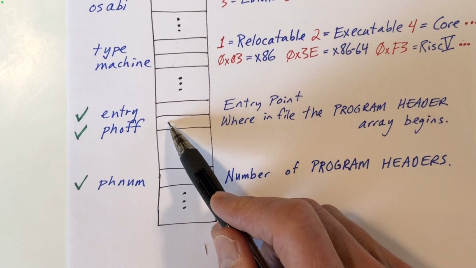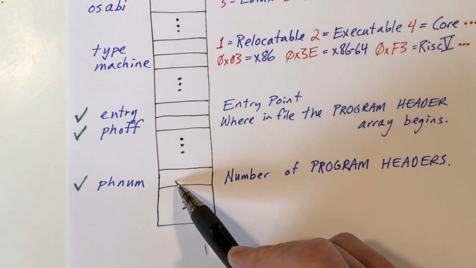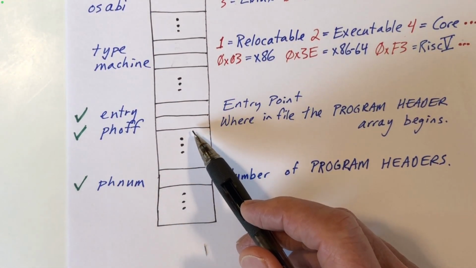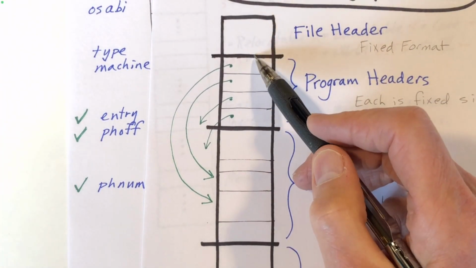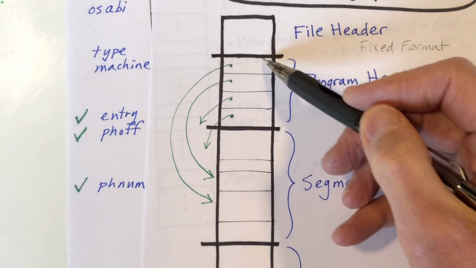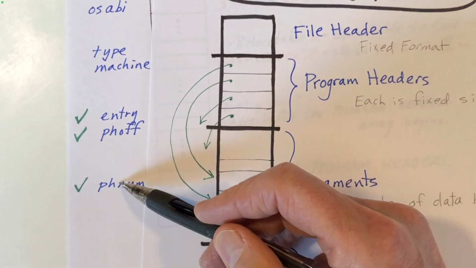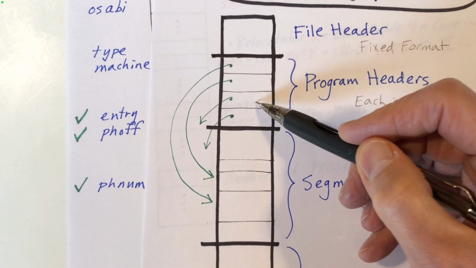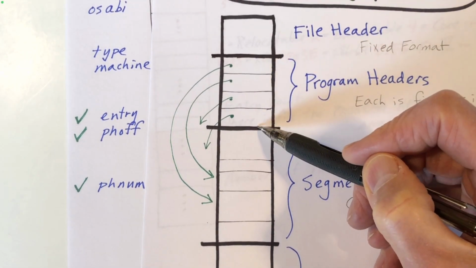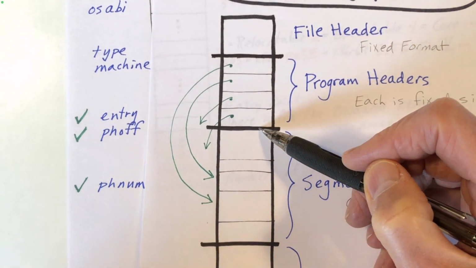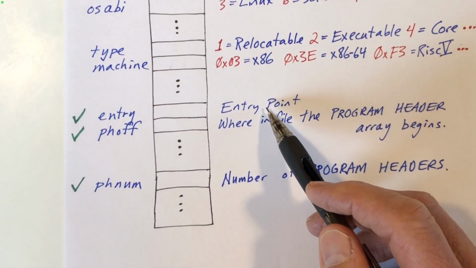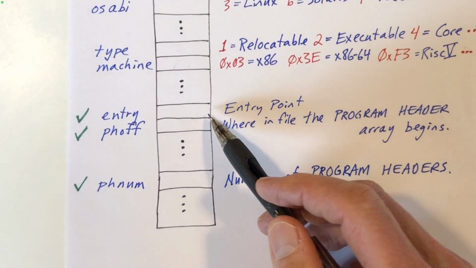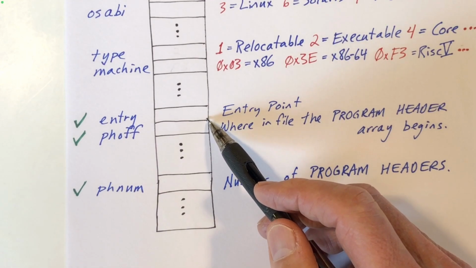The program header offset and program header number indicate where in the file we can find the array of program headers. So the offset says where in the file this array begins, that's this location here, and the number indicates how many program headers we can expect to find in the ELF file. And finally, we have the entry point.